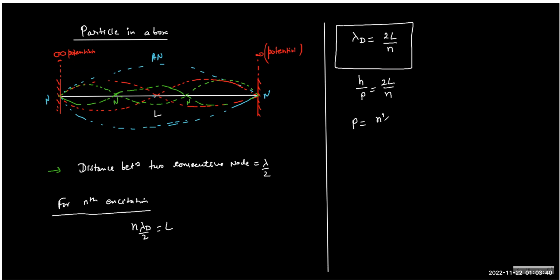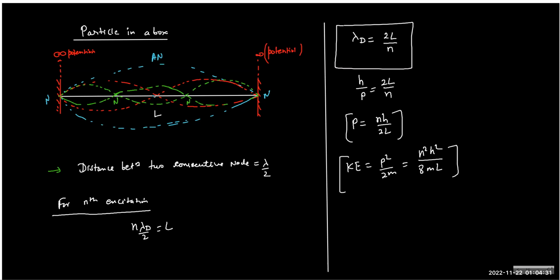So p equals how much? nh by 2L, is this correct? Now, luckily, we are able to correlate momentum with the principal quantum number for the particle confined in a box, isn't it? So what is the kinetic energy of this? Although we started with the de Broglie wavelength, when it comes to energy of a particle, we talk about the kinetic energy. And the kinetic energy of a particle is how much? p square by 2m, which equals n square h square by 8mL square.